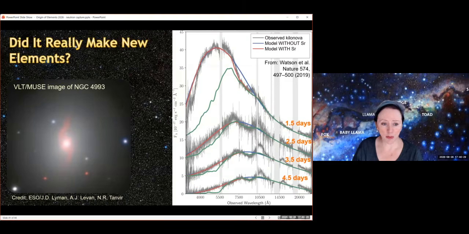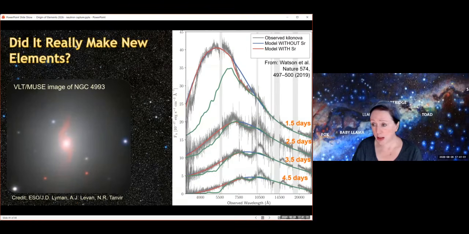Astronomers didn't just take a picture of it, they also spread its light out into a spectrum. This is a spectrum where we've got the light in different colors, in this case in angstroms, and this is high energy light. And this is how bright it is at that particular color or wavelength. The gray wiggly lines that you see here, those are the actual observations of the kilonova. We haven't really talked about spectroscopy yet, but you get the idea.